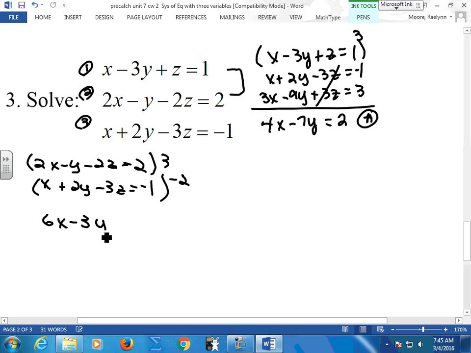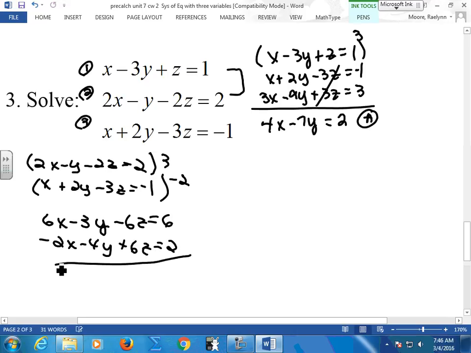6x minus 3y minus 6z equals 6. Make sure you go all the way across. Okay, so now our z's are going to eliminate. This we're going to call B. Now, A and B at this point should have the same variables in it.